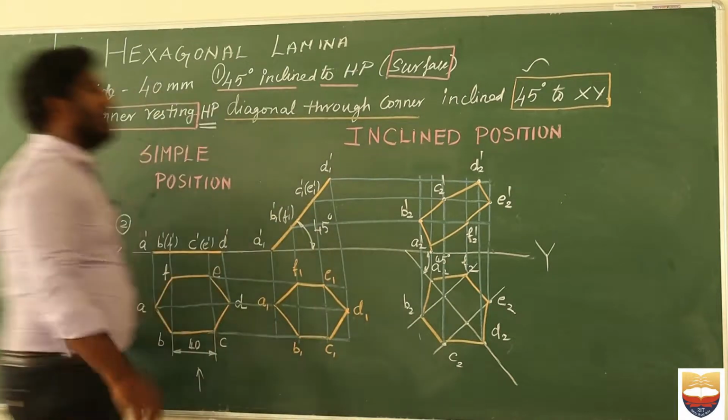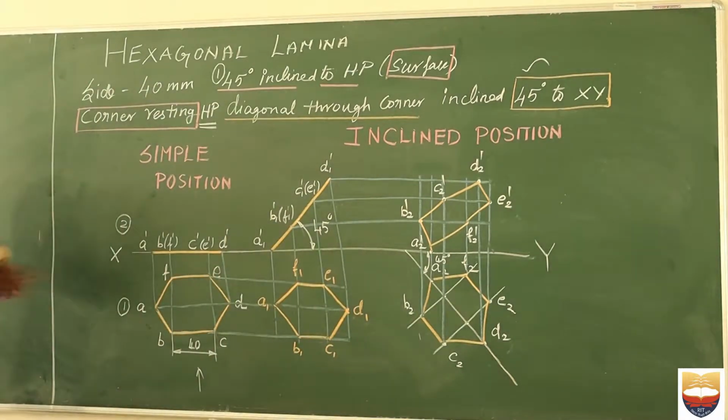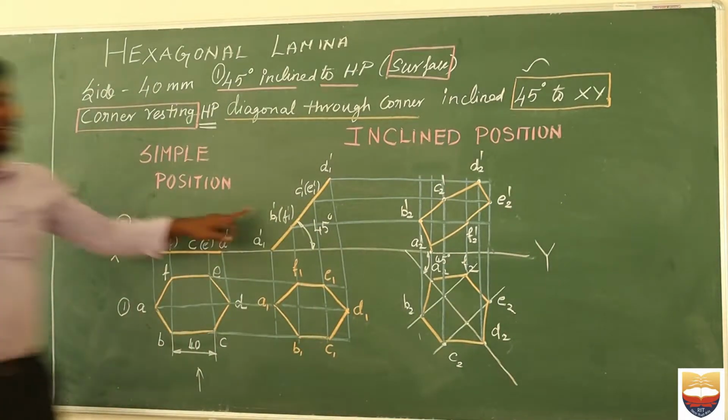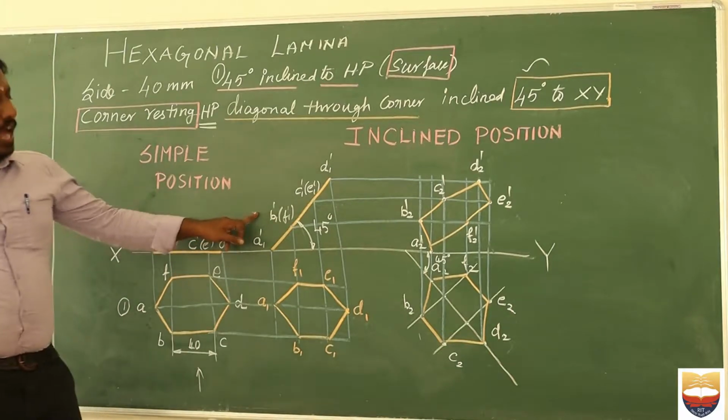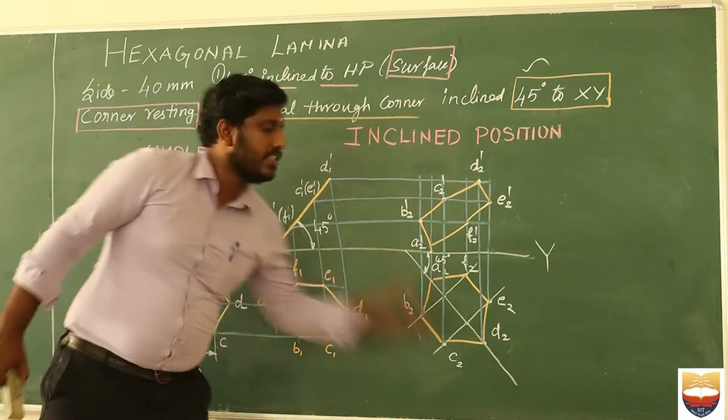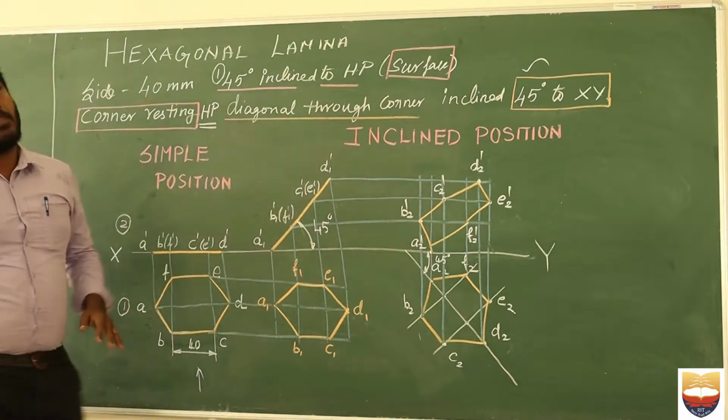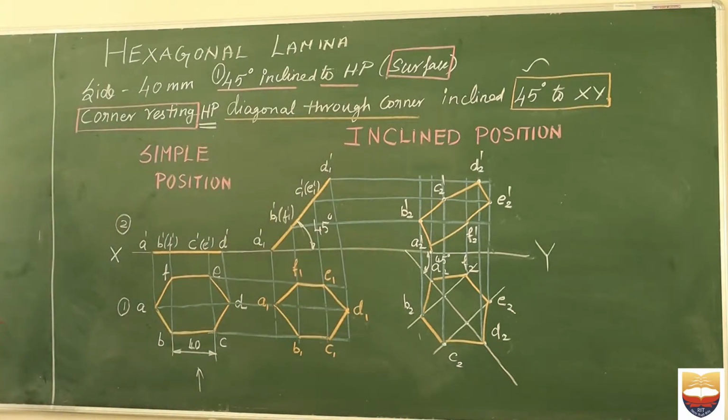So with this I have completed a hexagon plane where the corner is resting and the surface is inclined at an angle of 45 degree, and the corner resting diagonal is inclined at 45 degree to the XY plane. So with this we have completed the problem.